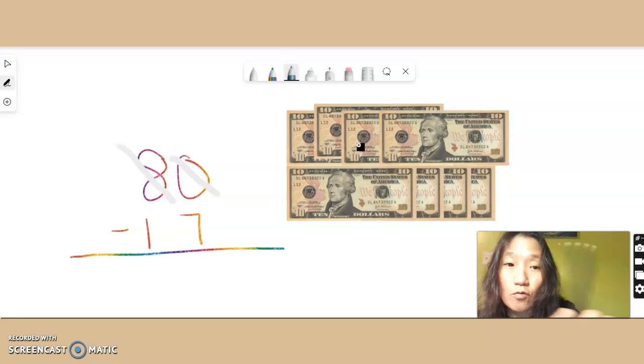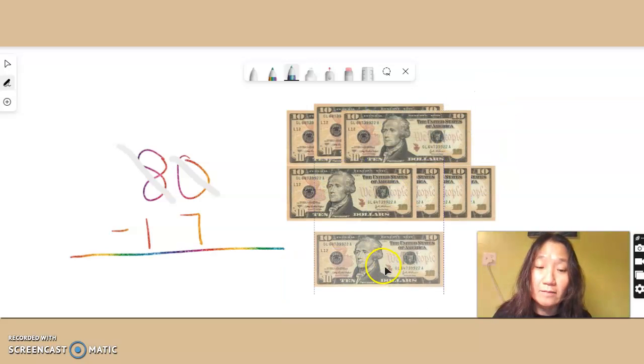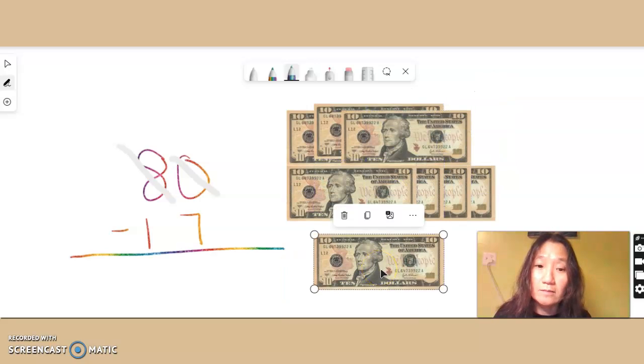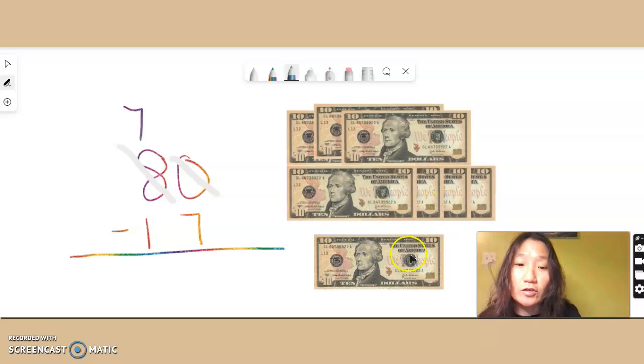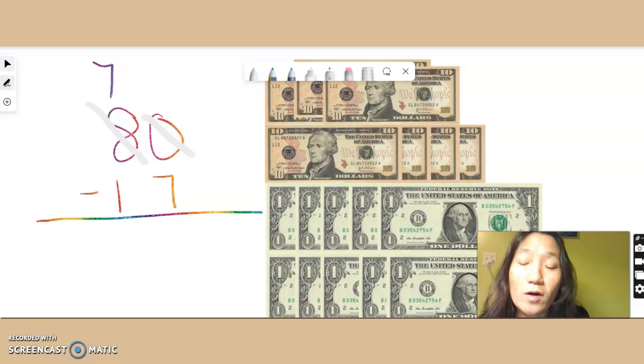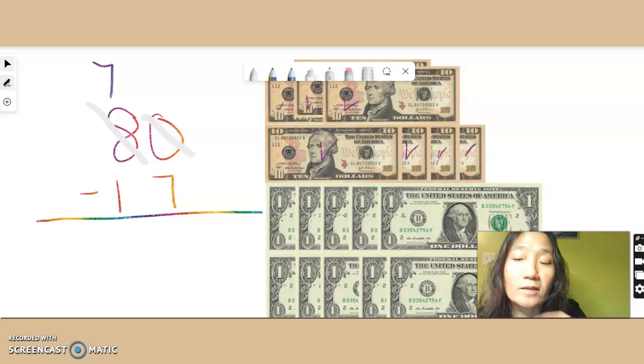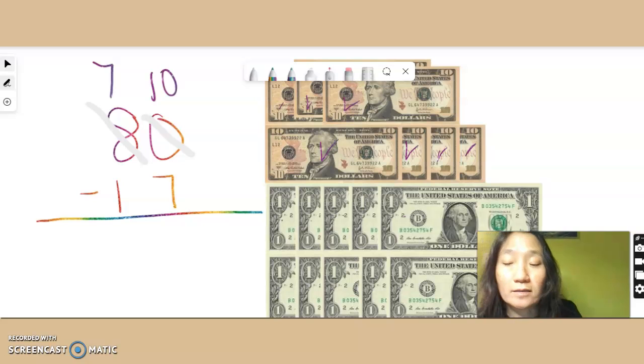So then you're going to borrow one group of 10. You're going to borrow it and it becomes 7. Okay? And then you're going to turn this one $10 bill into 10 ones. So now I switched my one $10 bill for 10 ones. So if you see 1, 2, 3, 4, 5, 6, 7, 8, 9, 10. I have 10 ones. I still have a total of $80 because I have 1, 2, 3, 4, 5, 6, 7 tens plus 10 ones.